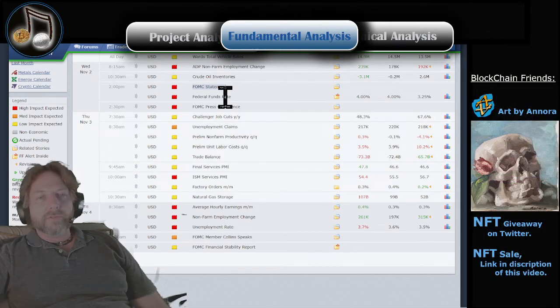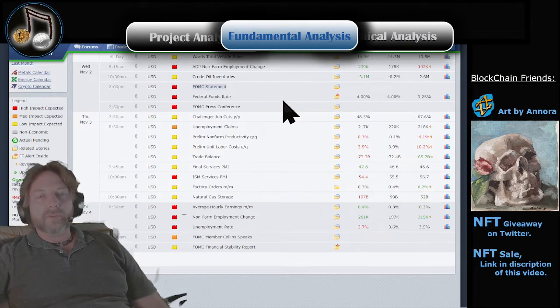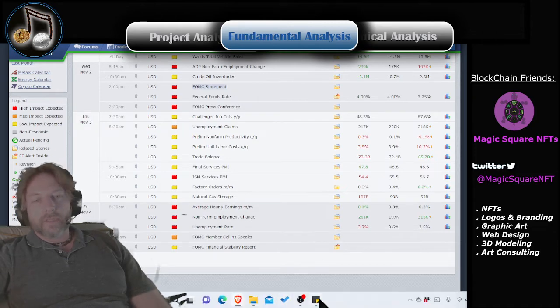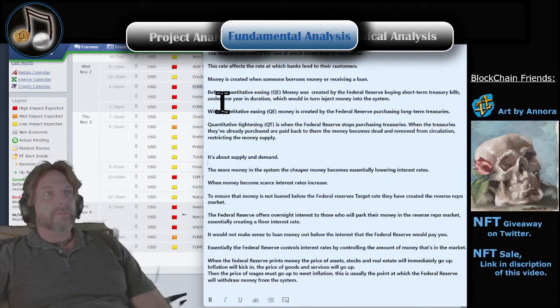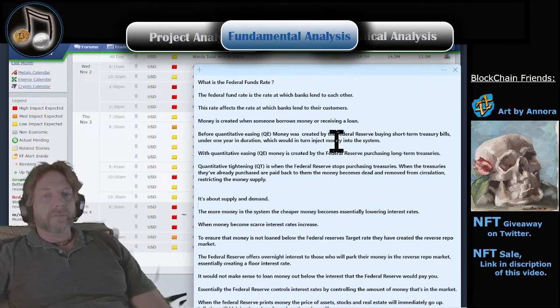What I'm going to talk about today, we may go over some of the FOMC statements, but really, you just listen to them. But I want to talk about exactly how the interest rate works. So I've written up some notes here. What is the federal funds rate? The federal funds rate is the rate at which banks lend to each other.